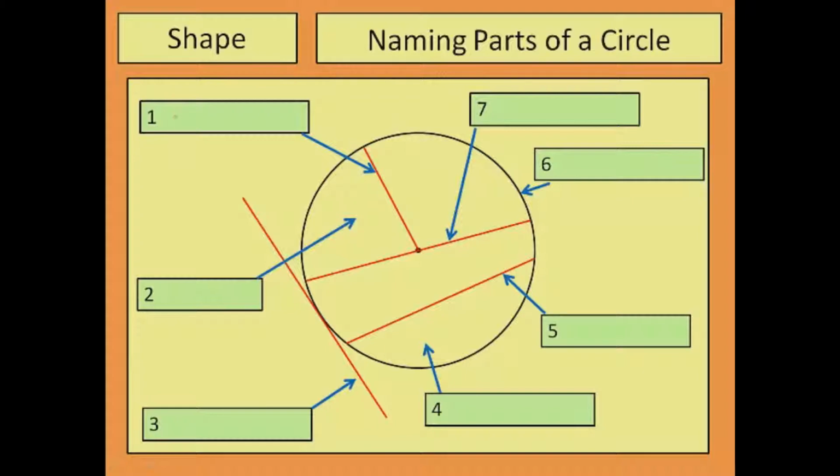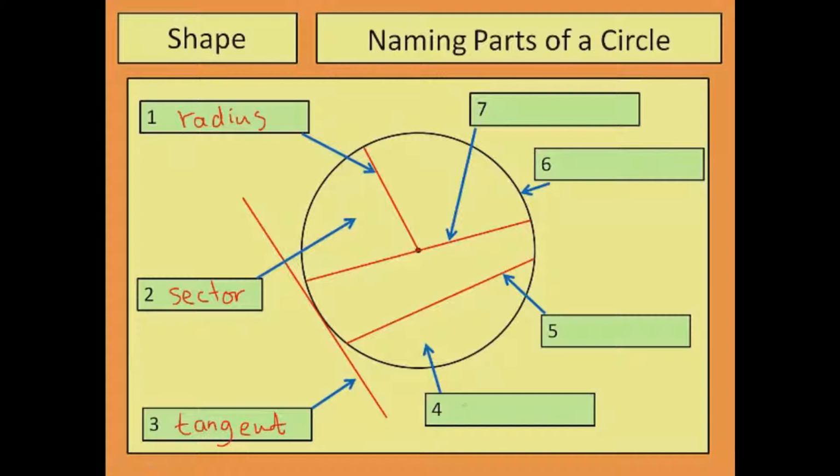Here are the answers then. Part number 1 was a radius because it is the line that goes from the center to the outside. Part number 2 was a sector because it's bounded by 2 radii and the edge of the circle. And then part number 3, the line that touches the circle once, is a tangent.